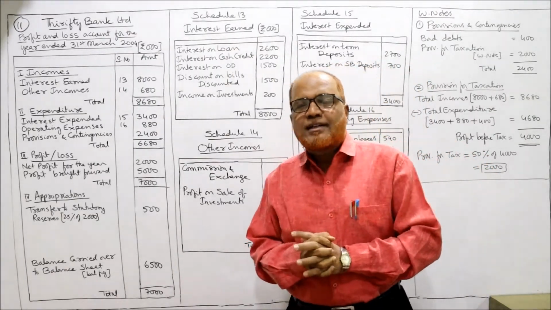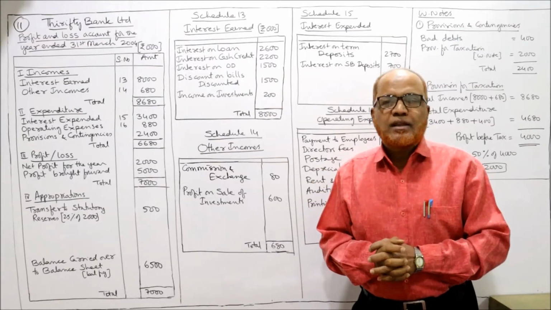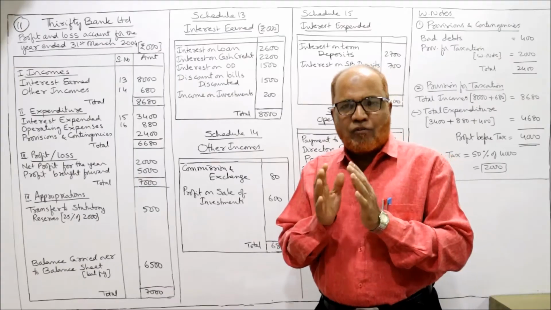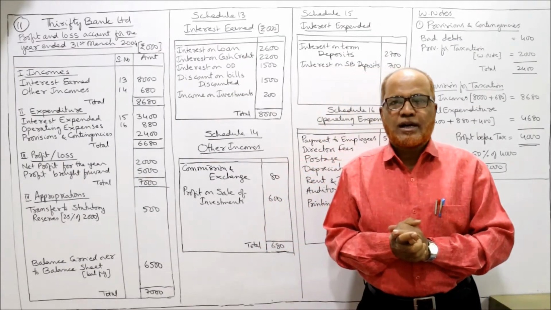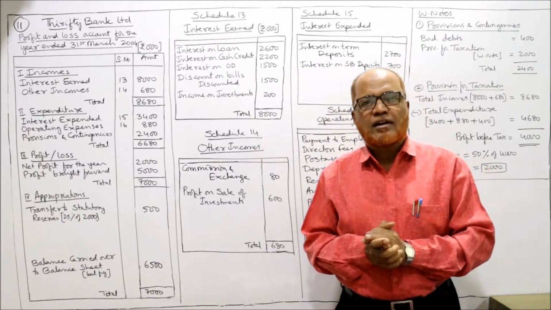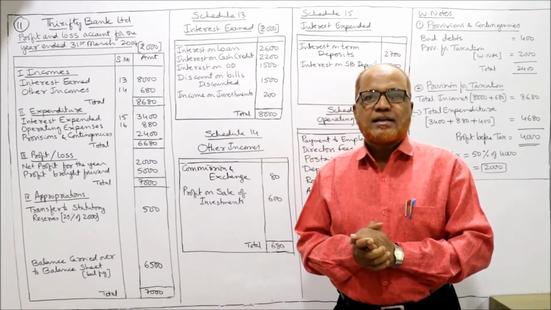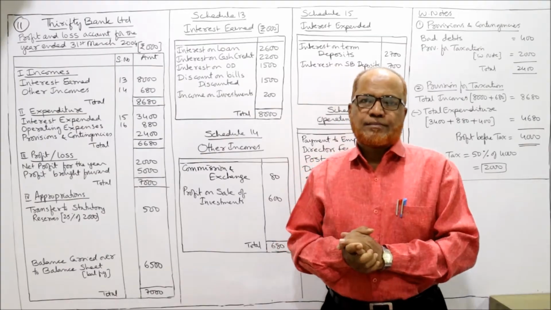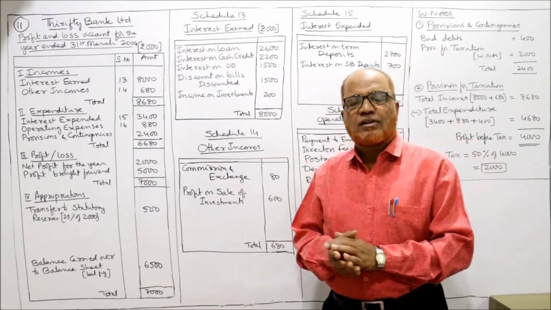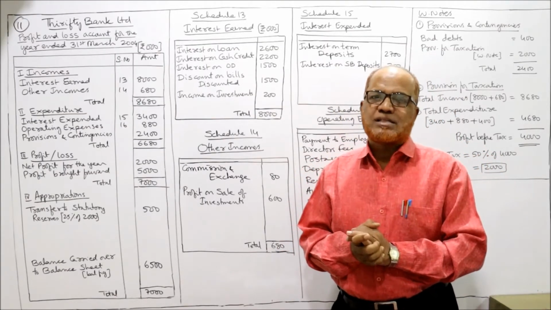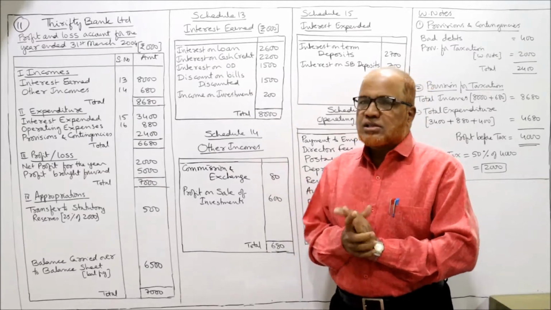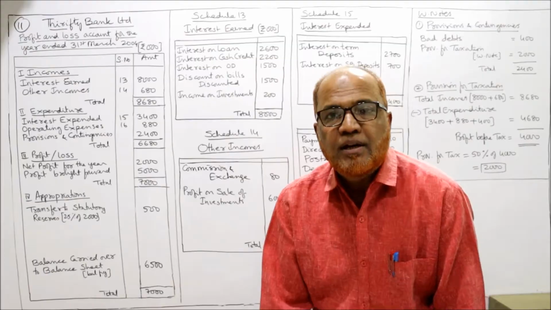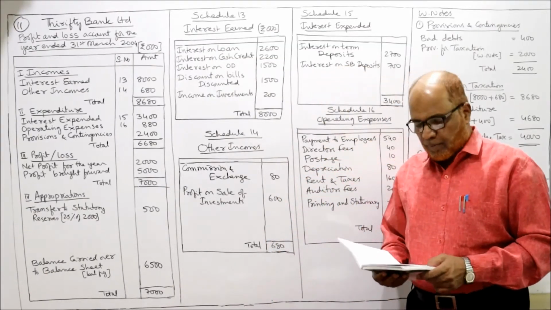So far we have completed 10 problems on preparing the profit and loss account of a bank. Hope if you have watched all the previous videos, you got a good command on how to prepare the final accounts of banking companies. So it is schedule based. According to the revised format, the final account should be in a schedule based system. In profit and loss account we have seen this is the format. So far we have done 10 problems. Now see the 11th problem.